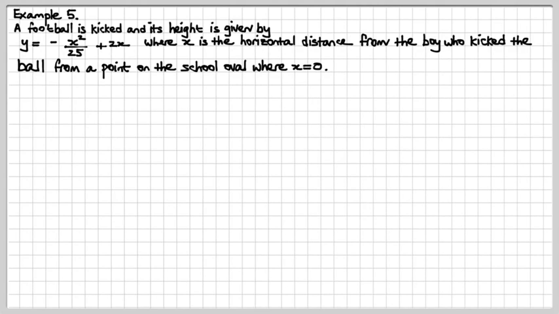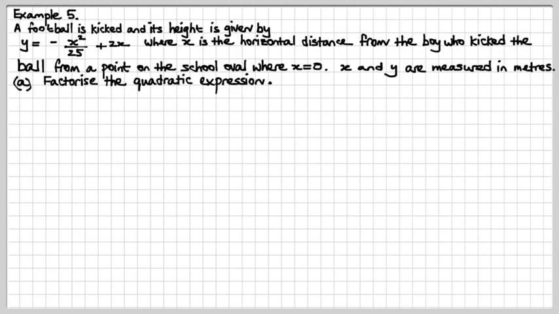So a football is kicked and its height is given by y equals minus x squared over 25 plus 2x, where x is the horizontal distance from the boy who kicked the football, from a point on a school oval where x was 0. So x is the horizontal distance away from the boy's foot, the horizontal position of the football away from the boy, and y is how high it is up in the air. Yes, they're both measured in metres.